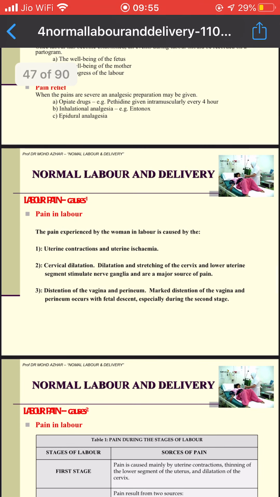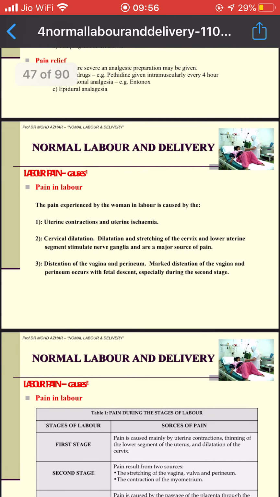Pain relief: when the pains are severe, you can offer the patient labor analgesia. So opiate drugs, for example pethidine, can be given intramuscularly every 4 hours. Inhalational analgesia can be given, and these days epidural analgesia is given. The patient is informed about the choice of analgesia during her ANC visits, and is usually counseled and explained the benefits and disadvantages, and the patient is given the option whether she wants to choose it.